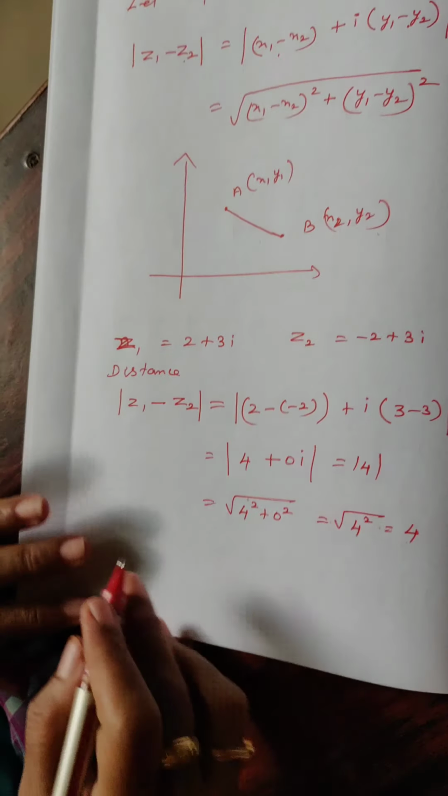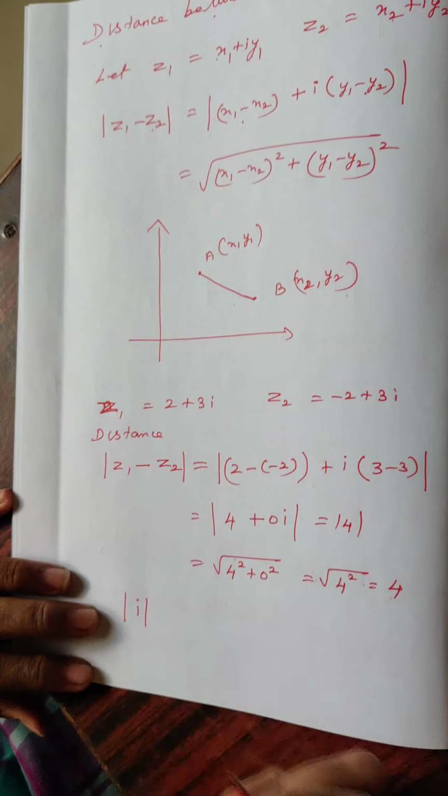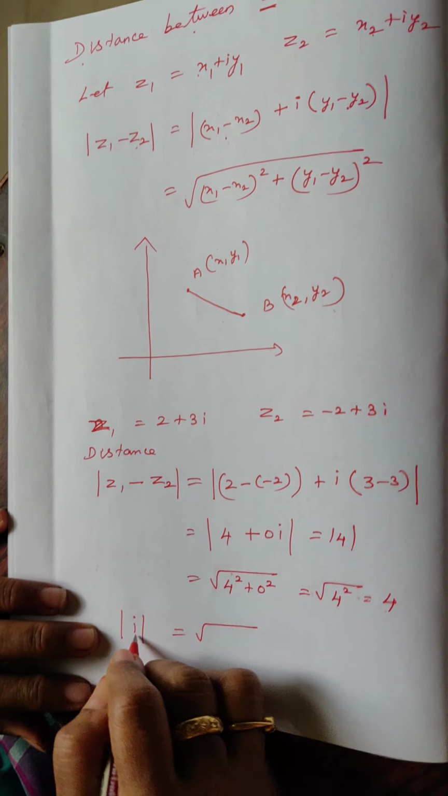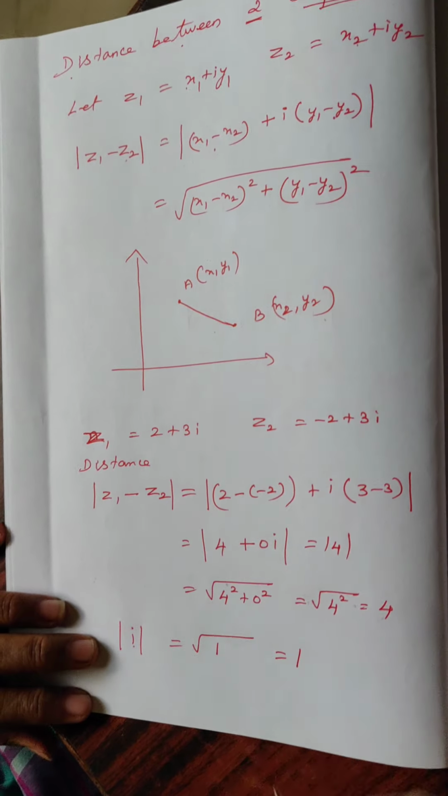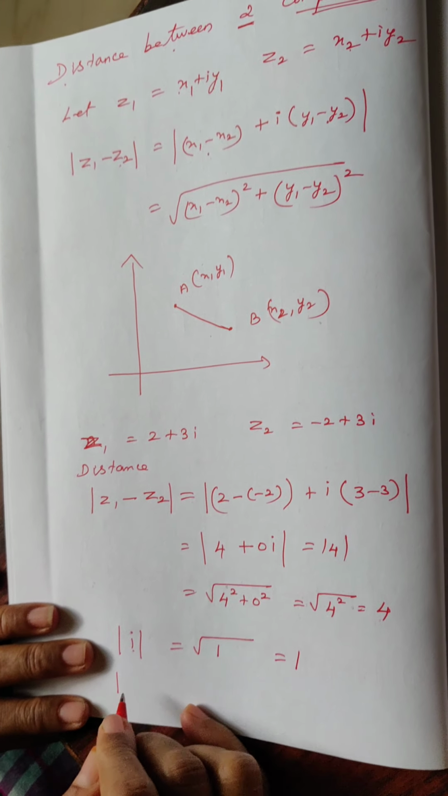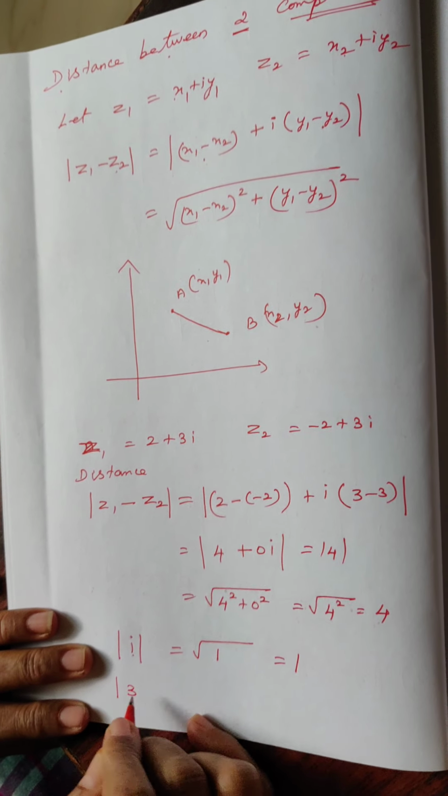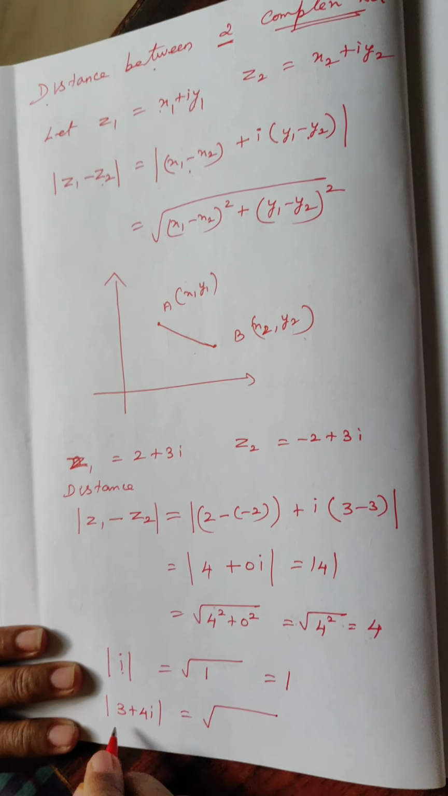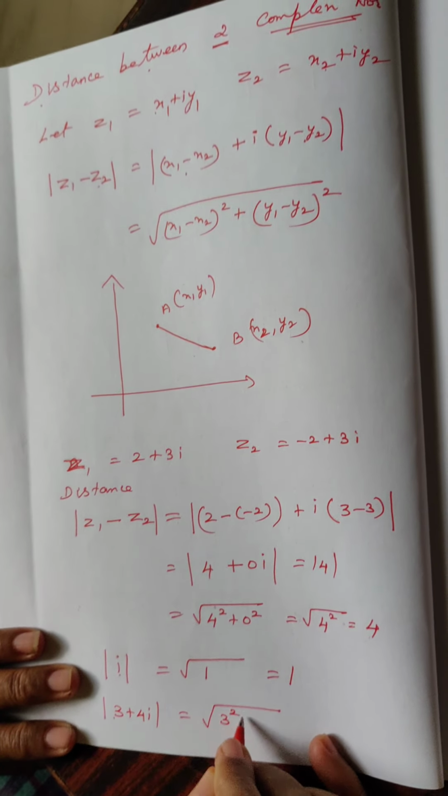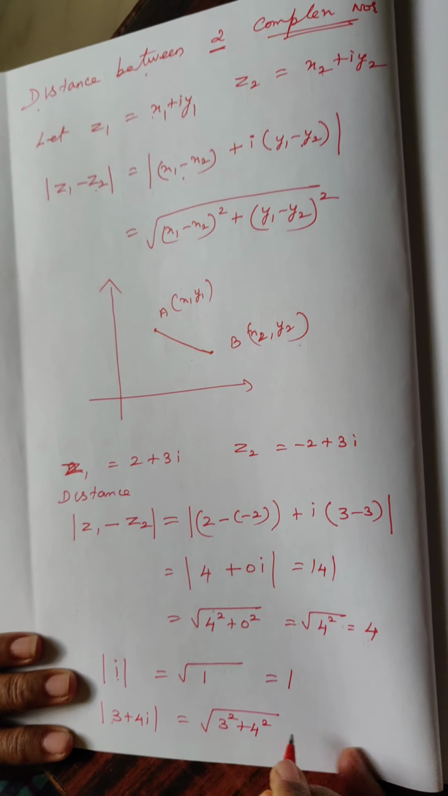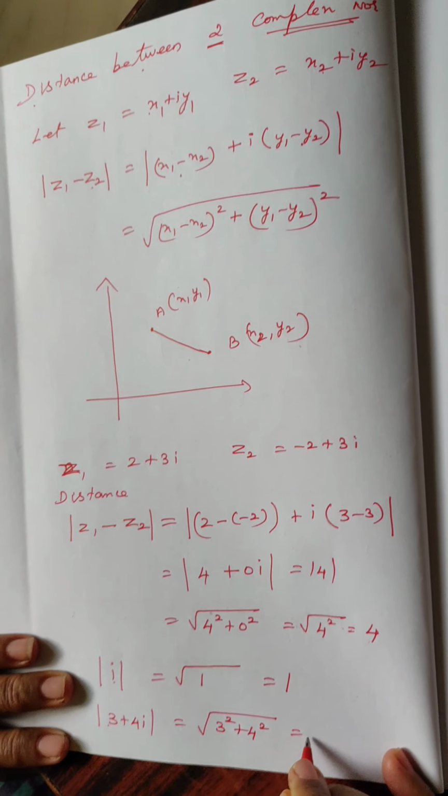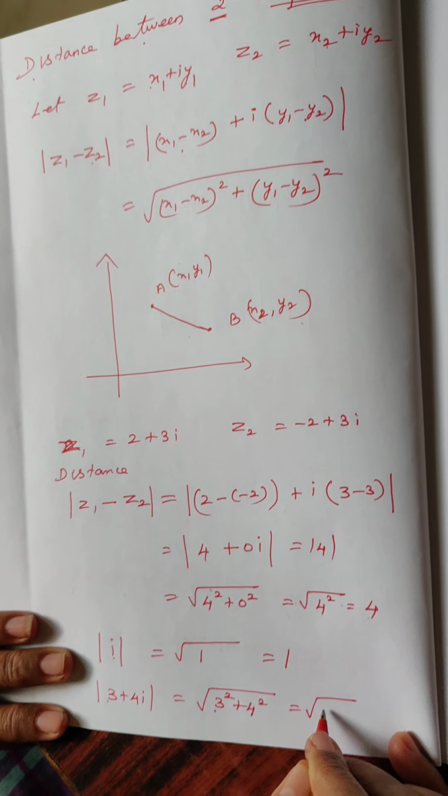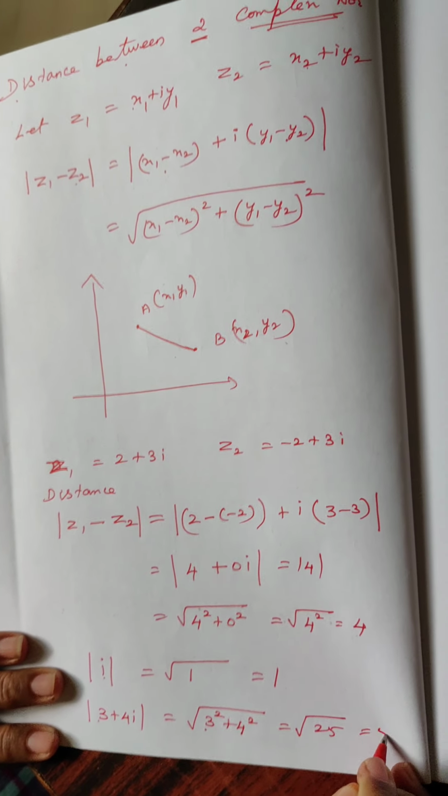Clear now? So what is modulus of i? Can you guess? Modulus of i is equal to root of 1, which is equal to 1. What is modulus of 3 plus 4i? It is equal to root of 3 square plus 4 square, which is equal to root of 9 plus 16, root 25, equal to 5.